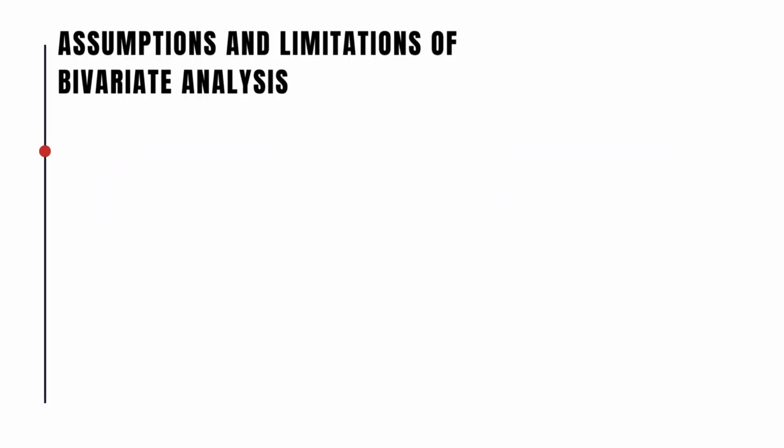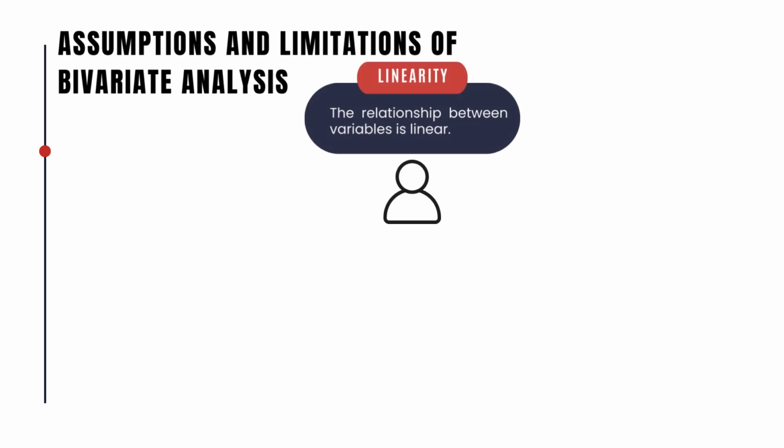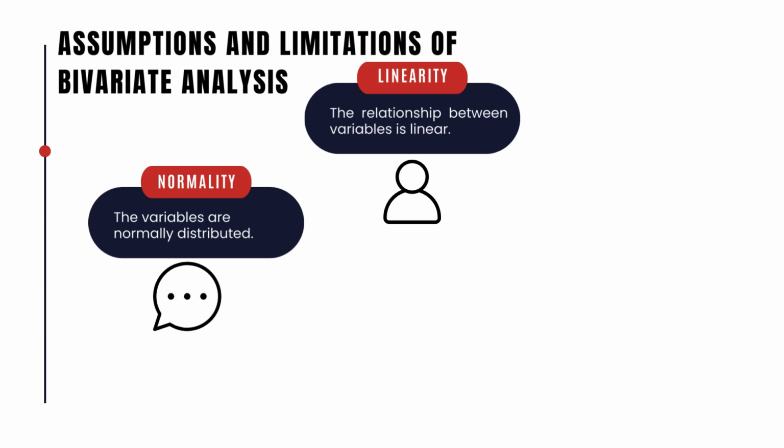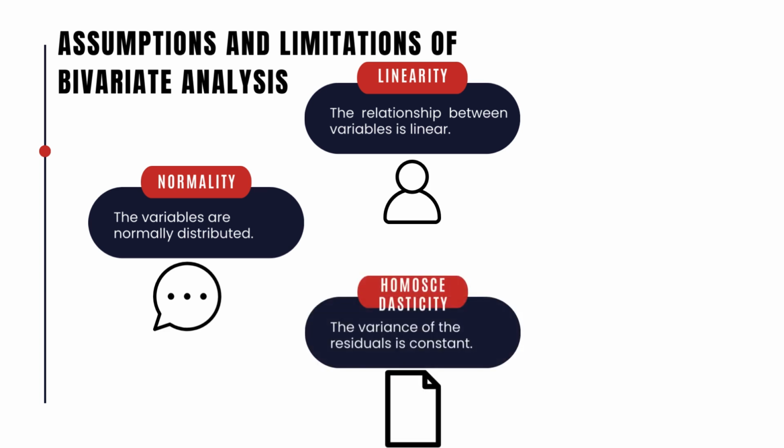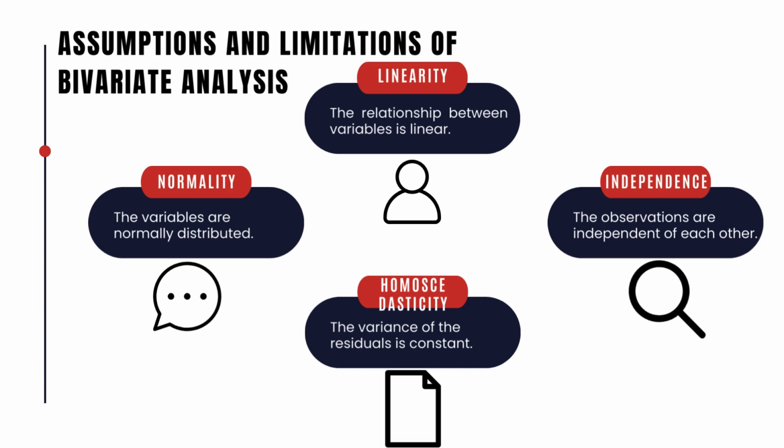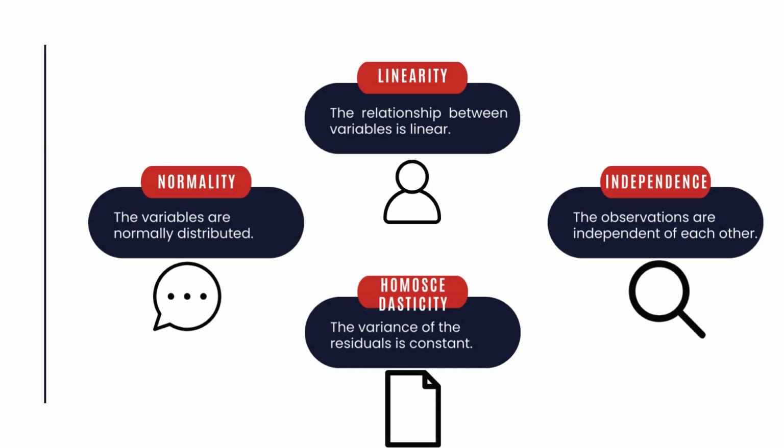Assumptions and limitations of bivariate analysis. Linearity: the relationship between variables is linear. Normality: the variables are normally distributed. Homoscedasticity: the variance of the residuals is constant. Independence: the observations are independent of each other.